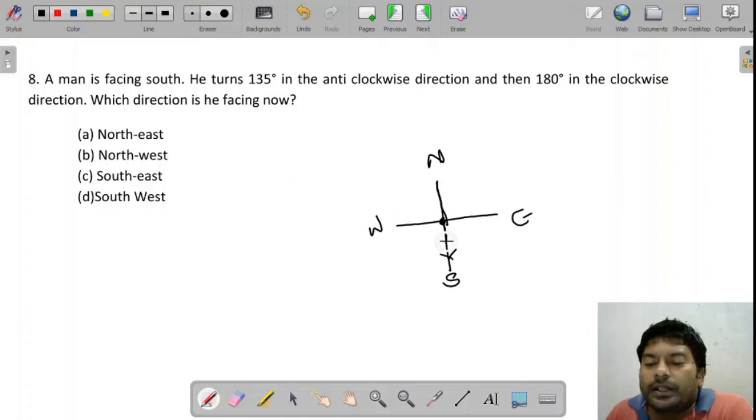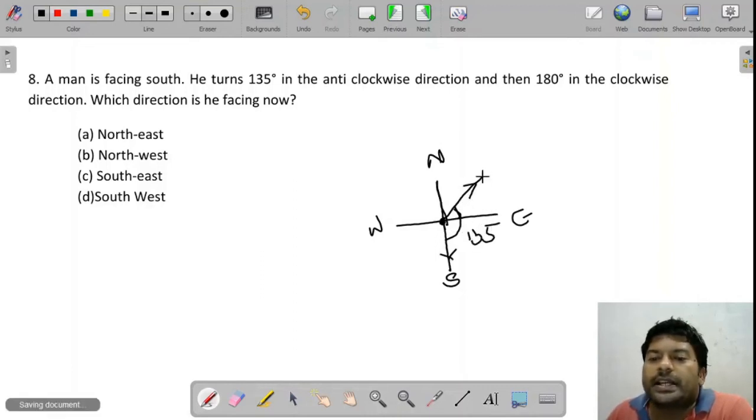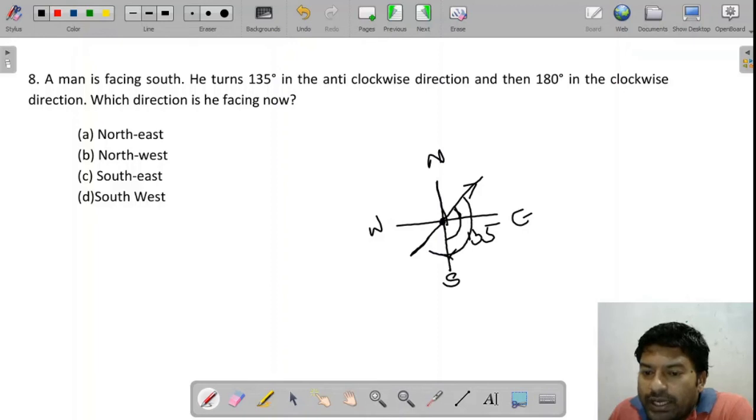From here, 135 degrees. This is 90 and 45 more. So from here to here is 135 degrees, where he is facing this side now, and then 180 degrees in clockwise direction. Again from this point he moves 180 degrees in clockwise direction. So from here he takes 180 degrees. That means he ends up here. This is 180 degrees. So now he is facing this side.